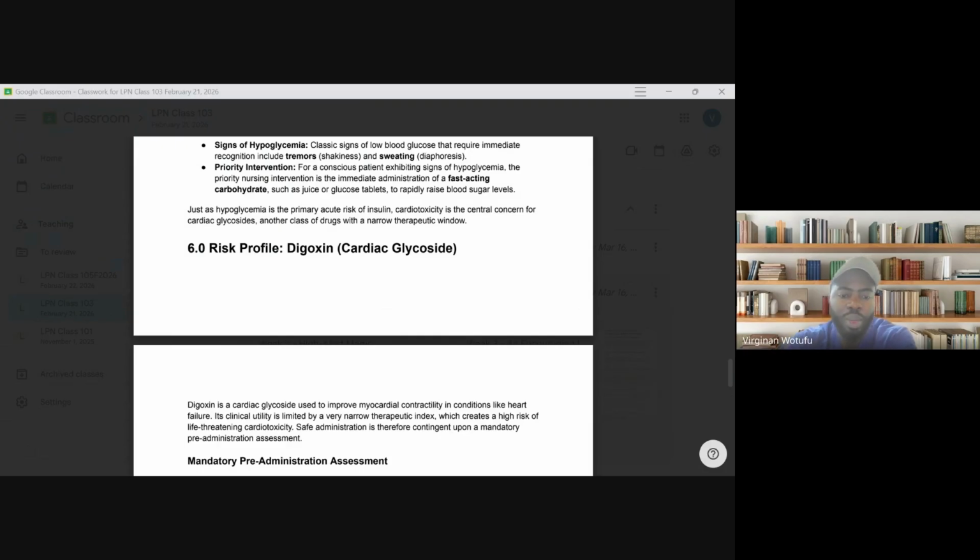So with digoxin, in case of digoxin toxicity, the patient will often complain of seeing what? Yellow halos around lights, right? Visual disturbances. These are classic signs of digoxin toxicity, correct?